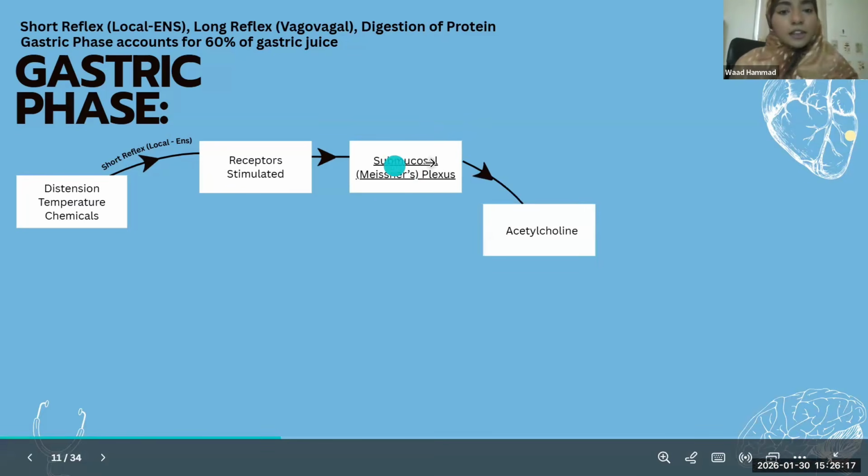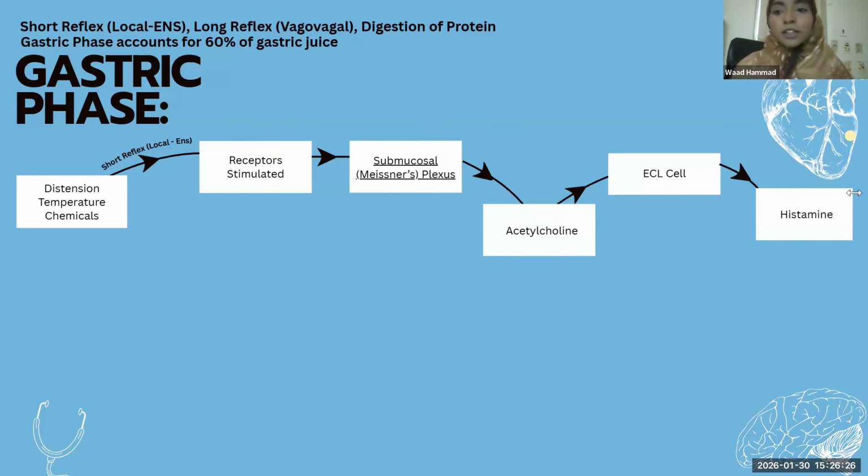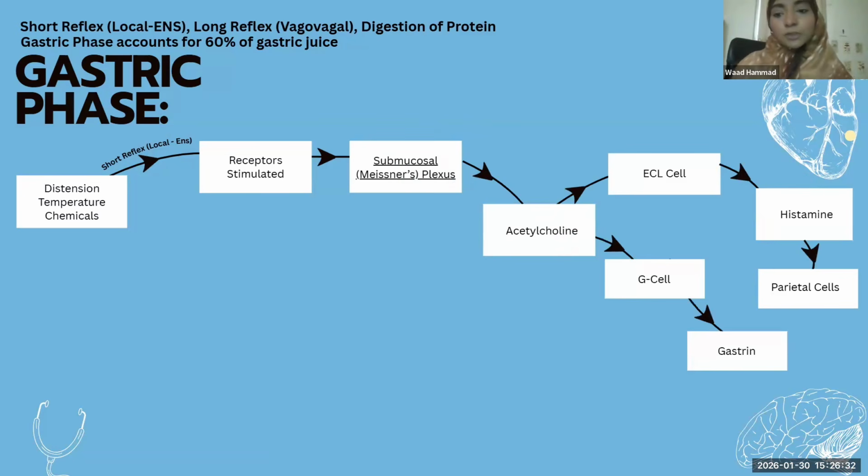And then the Meissner's plexus releases acetylcholine, and then we all remember what acetylcholine does. It stimulates enterochromaffin-like cells to release histamine, to then stimulate parietal cells, or it can also stimulate G cells to release gastrin, which also stimulates parietal cells and ECL cells, and it's all the cycle. And then ACh can also directly stimulate parietal cells. So just a short recap of the short reflex pathway.